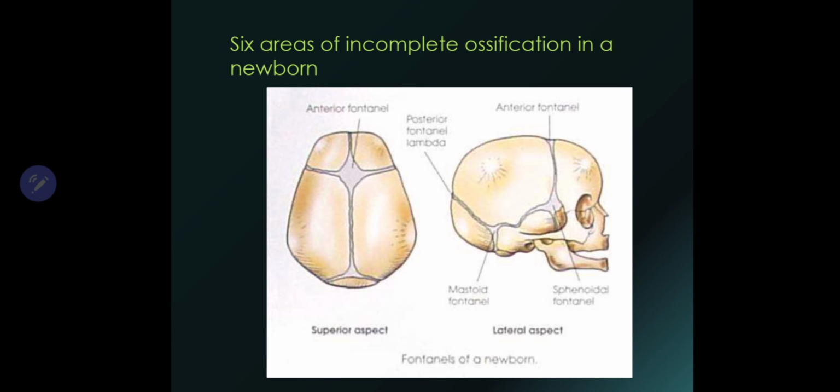The 6 areas of incomplete ossification in a newborn are next discussed. This is the fontanelle. This is the anterior fontanelle. This is the posterior fontanelle. This is the view from the top and the view from the side. This is the mastoid fontanelle. This is the sphenoidal fontanelle.